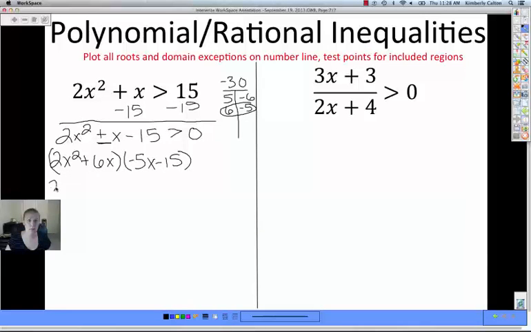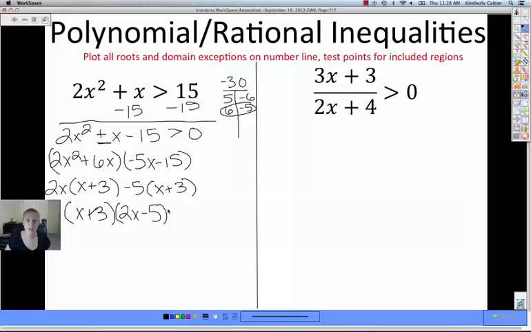So I know that I can pull a 2x out. That leaves me with x plus 3. And I can pull a negative 5 out from the other side. That leaves me with x plus 3. So I have two parentheses, x plus 3 and 2x minus 5. And if I want to find their intercepts, I set them equal to 0. This gives me an x-intercept of negative 3 and an x-intercept of 5/2, which is really just 2.5.